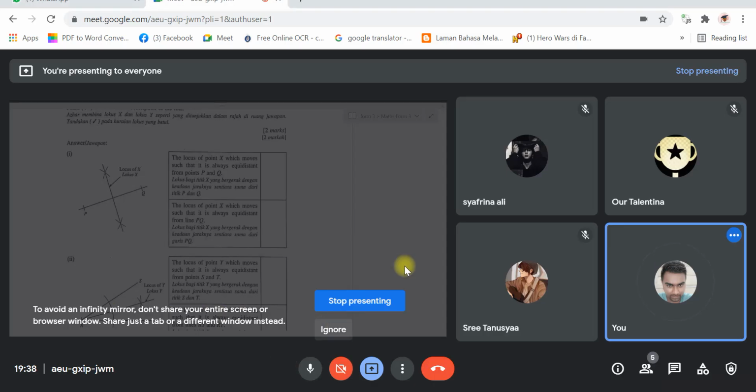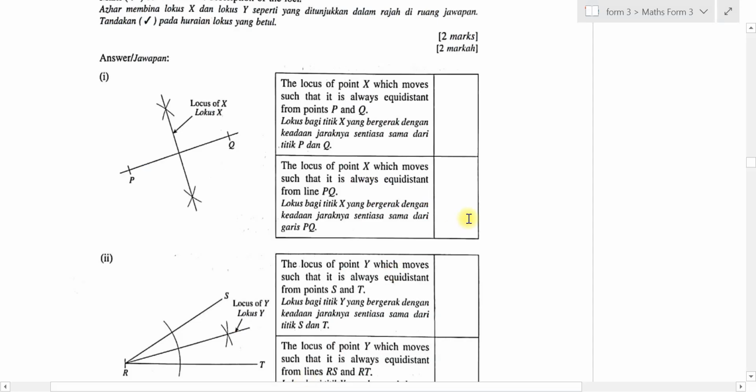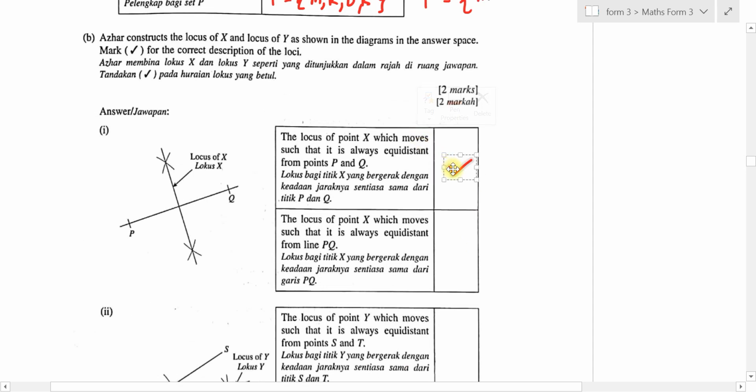Visalachi? Yes, sir. For the first one, it is the first box. First box. For the second one? Second one is the second box. Second box. Okay, let us see whether it is correct or not.